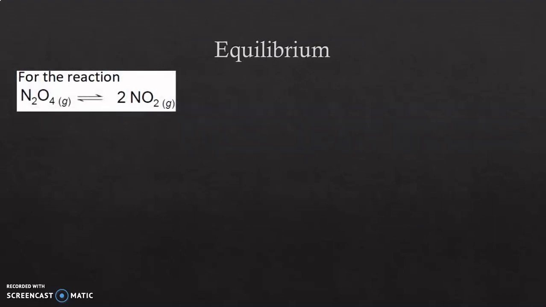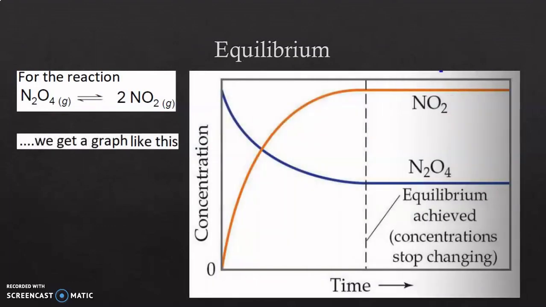Now, for the reaction N2O4 gas reacting to form 2NO2 gas, we get a graph like this. If you look at the orange line, it is showing how the concentration of NO2 is increasing. Now, NO2 is a product. So at the beginning of the reaction, the concentration of NO2 is 0. So it will rise up until a point whereby it stops rising. It stops rising at this point where there's a horizontal line.